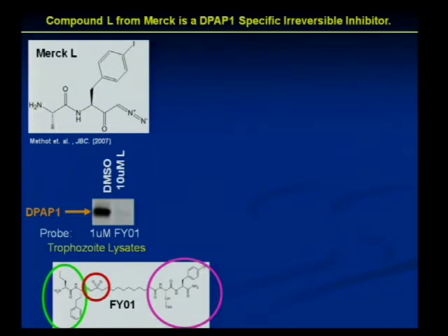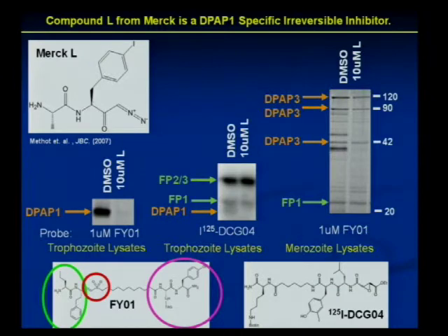If we pre-treat parasite lysate with that compound and then add the probe, you can see we don't see any more labeling of DPAP1, showing it's a good inhibitor of DPAP1. We use DCG04, which is a probe for the falcipains. We don't see inhibition of falcipain 2 or 3 or falcipain 1, nor inhibition of DPAP3, which shows up as three distinct bands in merozoite lysates.